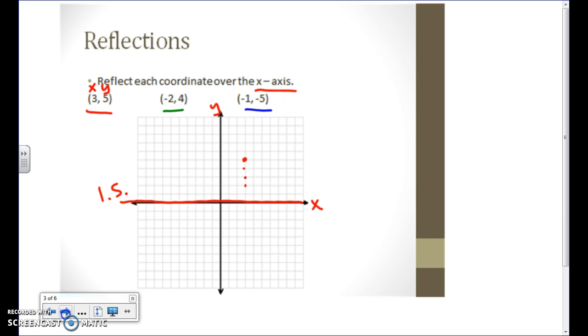1, 2, 3, 4, 5. So I need to go 5 more past the line of symmetry. 1, 2, 3, 4, 5. That is where its reflected point would be. They're the same exact distance from the line of symmetry. So this coordinate would have the coordinates 3, -5. We went down 5 on the y-axis. All right, so its reflected point would be 3, -5.